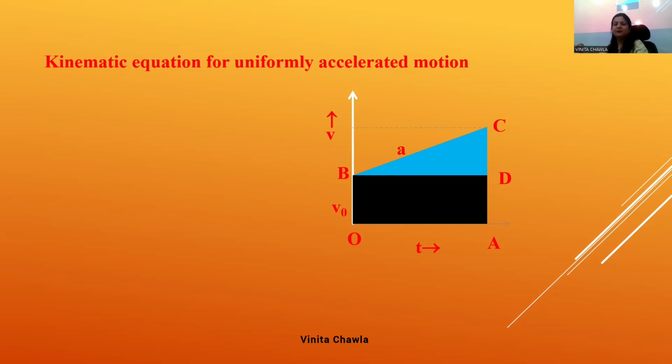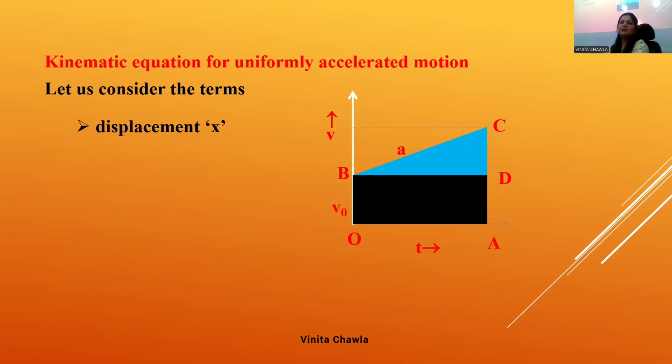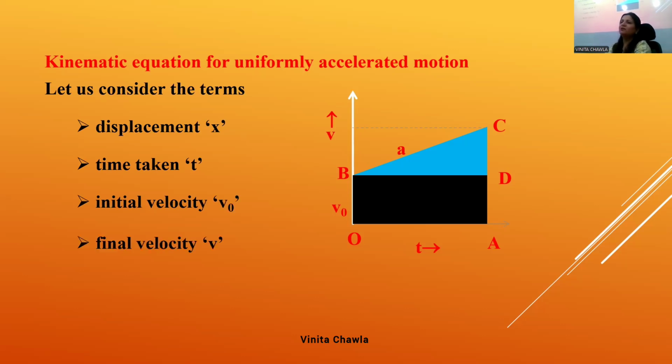Yes? Okay. So let's consider the terms. Displacement is x, time taken t. We have already discussed. Initial velocity is v naught, final velocity is v. Please write this in your notebook. Draw the graph and write these terms. Acceleration is a, final velocity is v, initial velocity is v naught, time taken is t, and displacement is x. Okay.